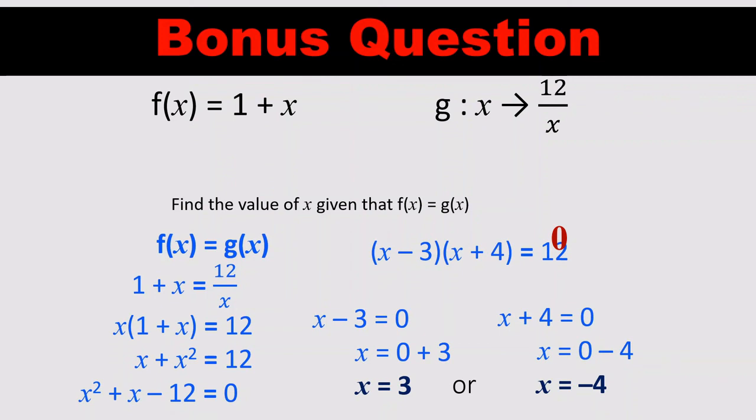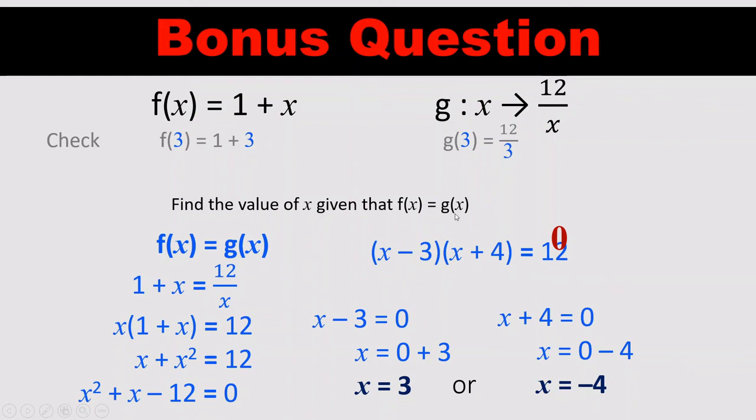Now I can always check this, and I highly recommend that you do. Is f of 3 the same thing as g of 3? If I substitute 3 into function f, I get 1 plus 3. If I substitute 3 into function g, I get 12 divided by 3. 1 plus 3 is 4. 12 divided by 3 is also 4. So yeah, when x is equal to 3, f of x is equal to g of x.